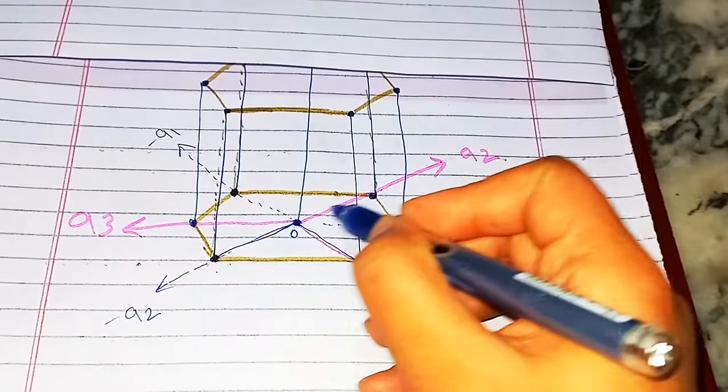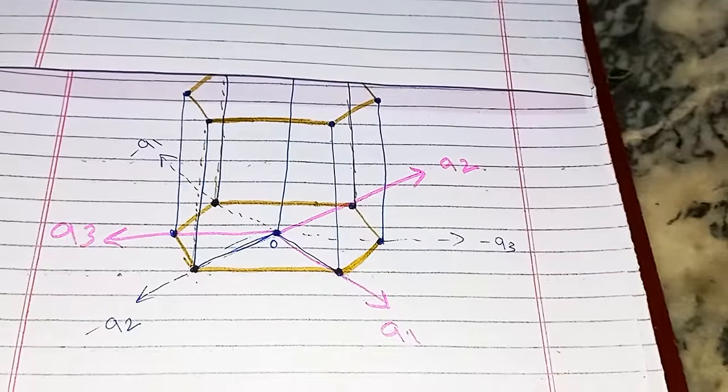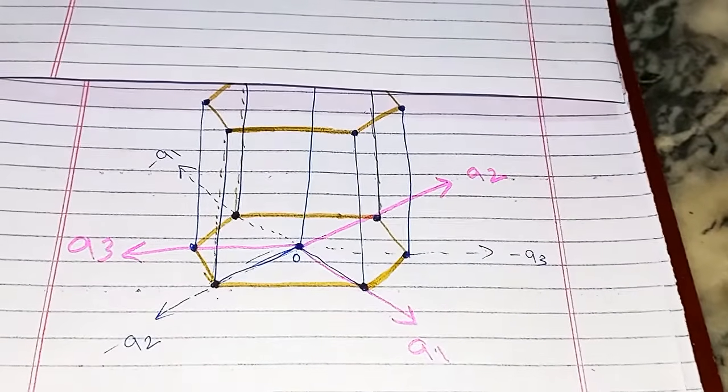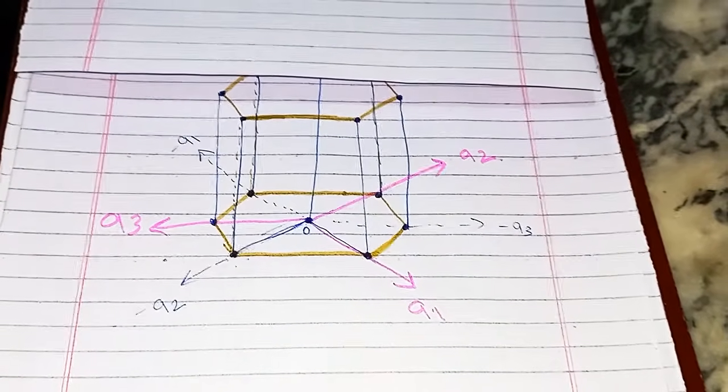This is the a2 axis. This whole line is the a2 axis, and these axis lines are actually really important when it comes to planes. In the case of directions, we have coordinates.